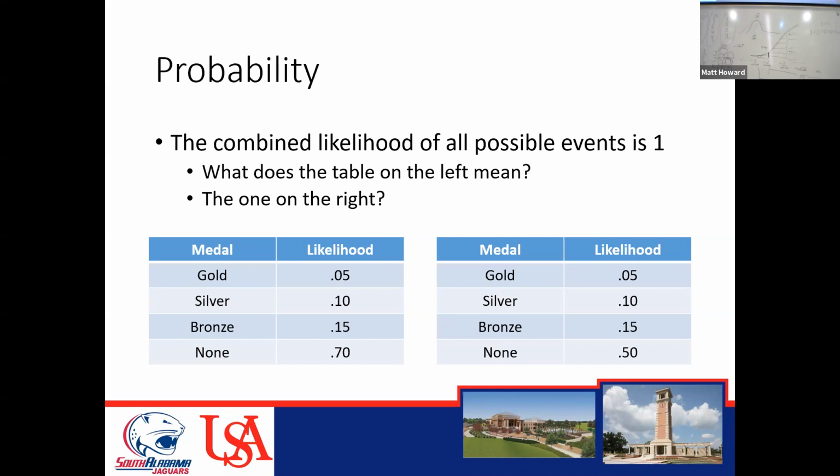So as we see, the one on the left adds up to 1. But the one on the right does not add up to 1. So what does that mean about the one on the right? It could be incorrect. It certainly could be incorrect. Maybe the probabilities are wrong. It is possible the probabilities are wrong. What else could it mean?